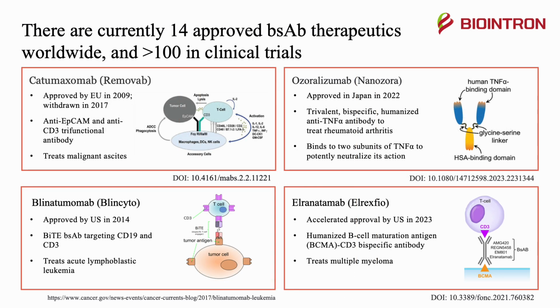There are currently 14 approved bispecific antibody therapeutics worldwide and over 100 in clinical trials. The first to be approved was catumaxomab. Approved by the EU in 2009, it was unfortunately withdrawn in 2017. It was aimed to treat malignant ascites. Blinatumomab was approved by the US in 2014 and is a bispecific antibody that treats acute lymphoblastic leukemia. Ozoralizumab was approved in Japan in 2022 to treat rheumatoid arthritis. Elranatamab got accelerated approval by the US last year to treat multiple myeloma.